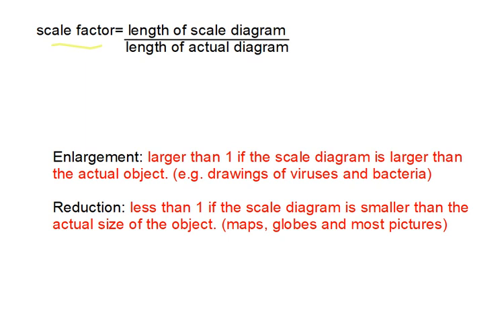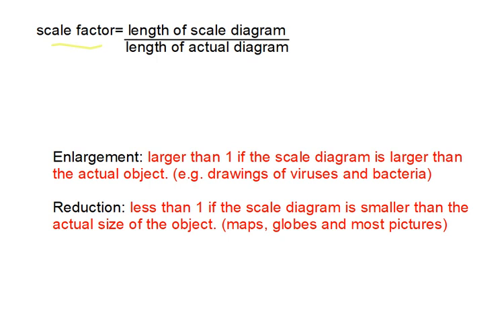So based on this formula here, anything that is enlarged would have a value larger than 1. So the scale factor would be larger than 1. That means the scale diagram would be larger than the actual object. Examples of this would be drawings of viruses and bacteria. Obviously, bacteria cannot be seen with the naked eye, which means you need to use microscopes or other devices to look at it. So it has to be enlarged in order for us to draw it or talk about the different parts of it, as you see in biology, for example.